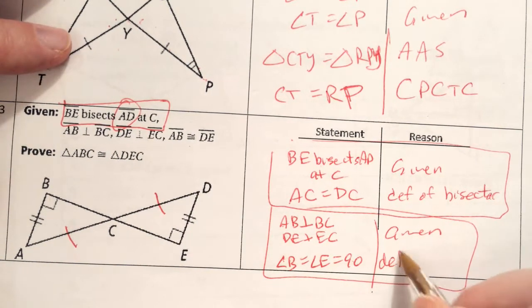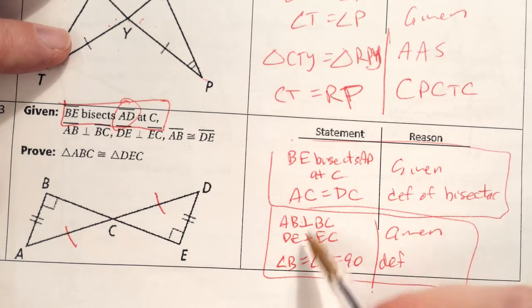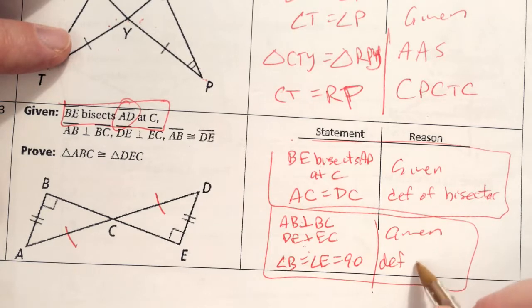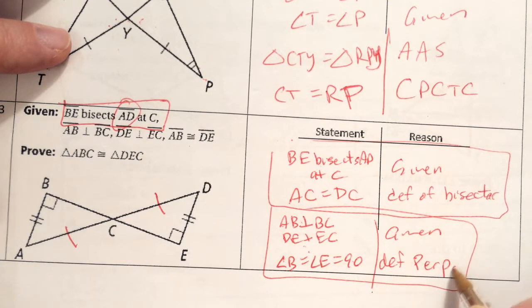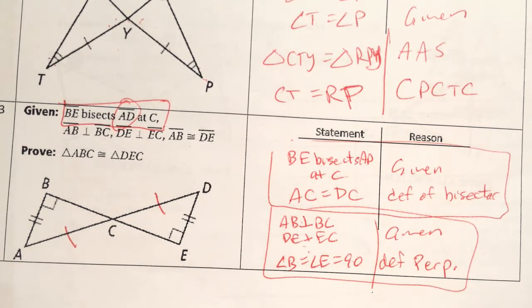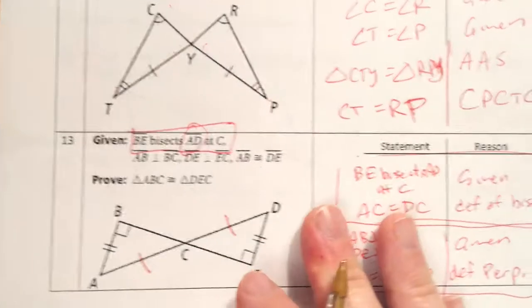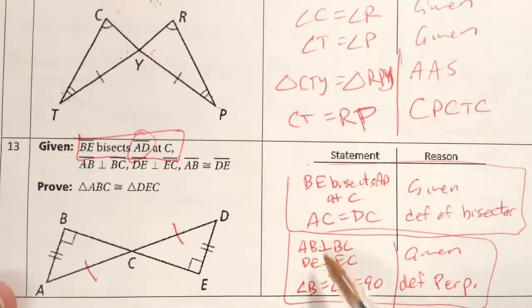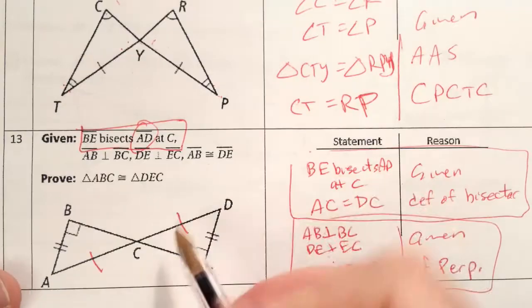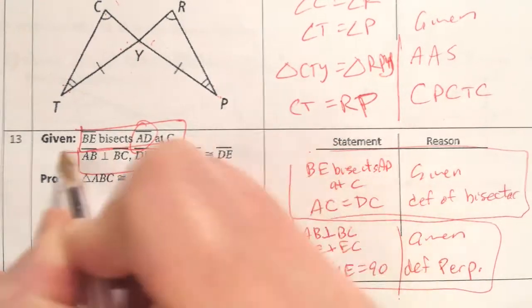Why? What was said for that to happen? The fact that we said perpendicular. That's the definition of perpendicular. Okay, so this is a chunk. That's another chunk, and we took care of that.